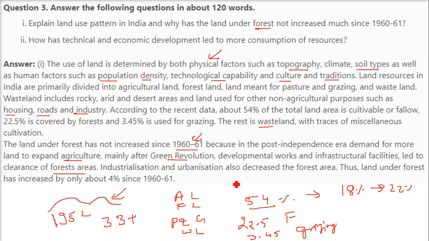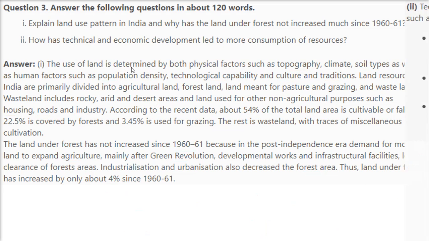Industrialization and urbanization also decreased the forest area. Therefore, the land under forest has increased only by 4%. If you see, from 18 to 22%, only 4% land area has increased, but we need at least 33%. So we are having 22%, we are still 10% less. This is the threshold. It has to be more than 33%.